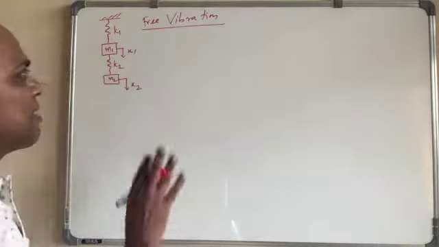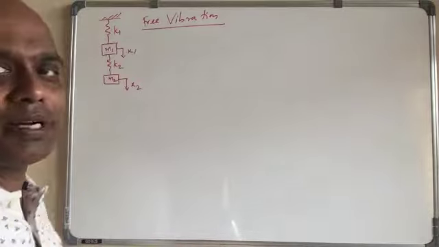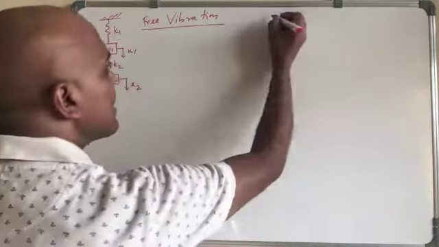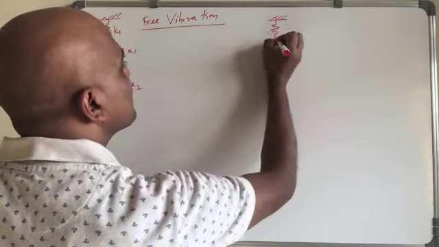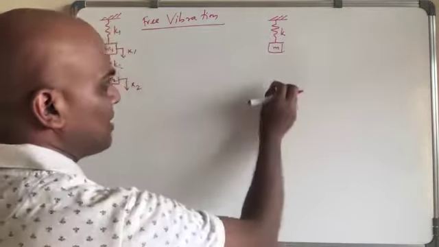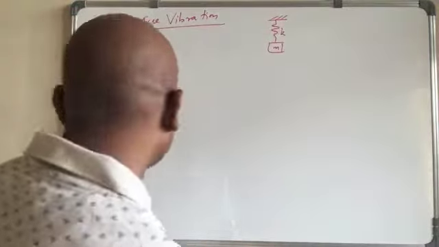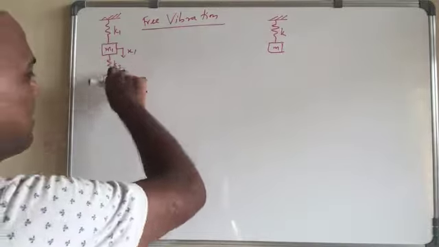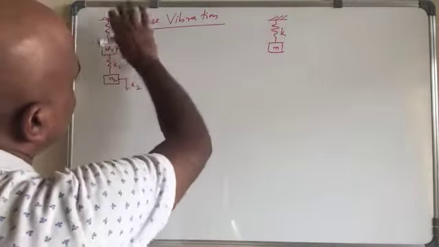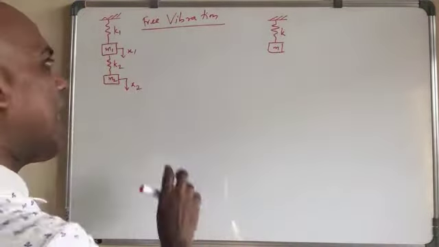Free vibration of multi-degree of freedom system, in particular a 2-degree of freedom system. So what do we expect? In case of a single degree of freedom system, what you expected is you gave a little bit of disturbance and it will just oscillate up and down. That's it. In this case, we have two masses. Of course, this is going to oscillate up and down. Both will go up and down. But the question is, how will it look like?